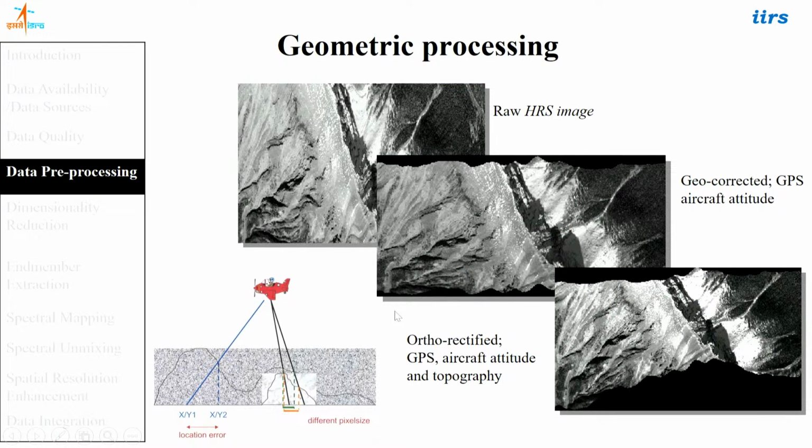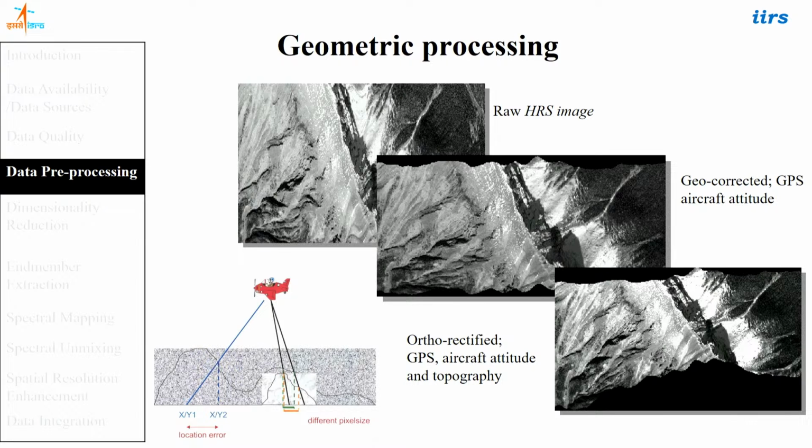Then we can go for geometric processing. Why do we have to go for geometric processing? Once the data is acquired, you see here, when there is an undulation, the pixel size is different. The location error also comes when there is undulation. So normally, for correction, we either do only geocorrection with the help of GPS and aircraft altitude, and provide the coordinates. That is called simple geocoding.